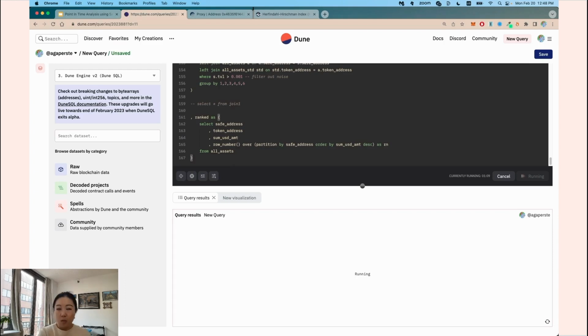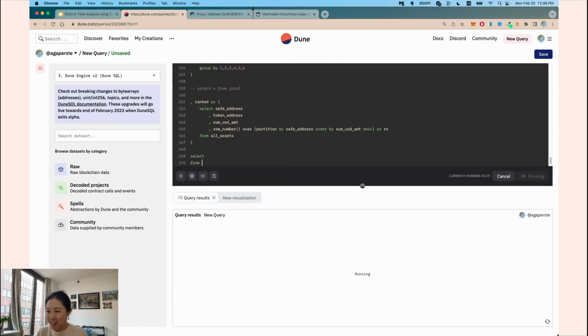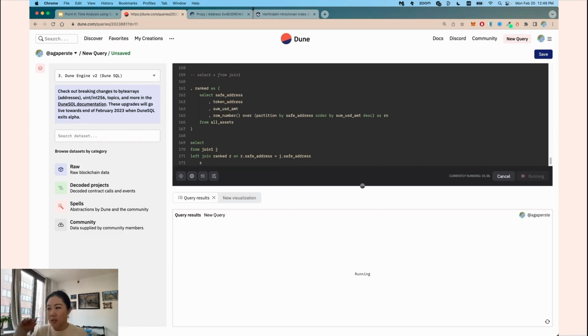And with that, we can then join really everything together in our final part of the query. So select from join one, so this is our J, and then we are going to do a left join on this ranked CTE that we just created on the safe address equal to each other's safe address. Then also we said that we want to get the top 3 assets as our top n assets here. So we want to have the row number less than or equal to 3. So that's how we get the top 3 assets. And then you can do top 5, top 2, whatnot.